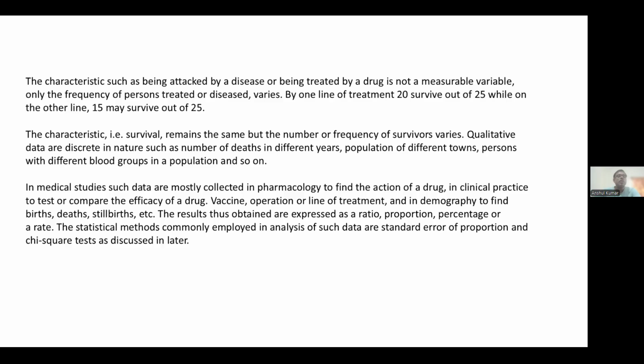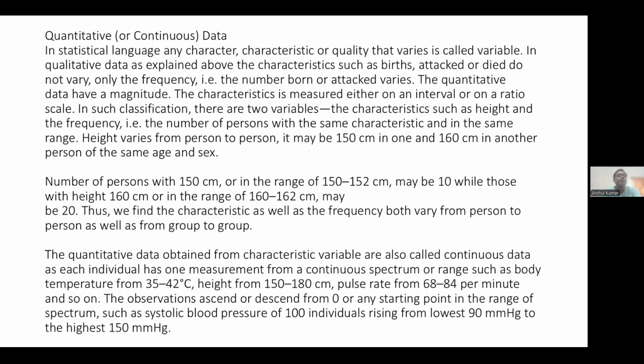In medical studies, such data are mostly collected in pharmacology to find the action of a drug, in clinical practice to test or compare the efficacy of a drug, vaccine, operation or line of treatment, and in demography to find births, deaths, stillbirths, etc. The results thus obtained are expressed as a ratio, proportion, percentage, or a rate. The statistical methods commonly employed in analysis of such data are standard error of proportion and chi-square test, as will be discussed in later chapters.